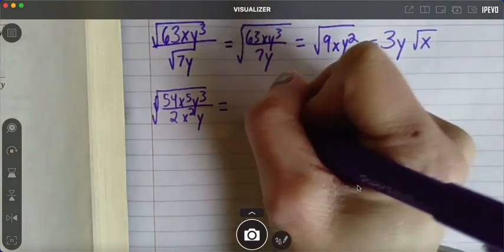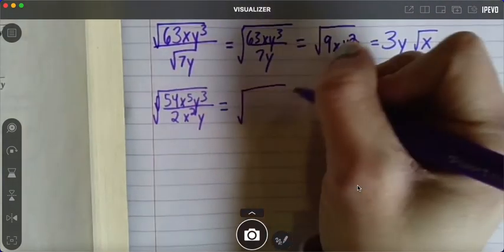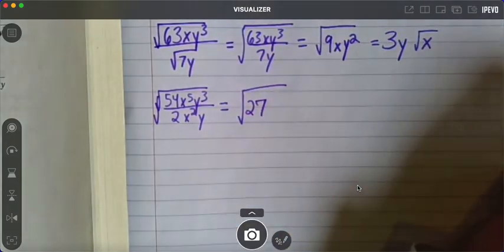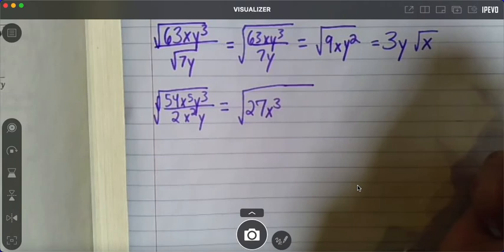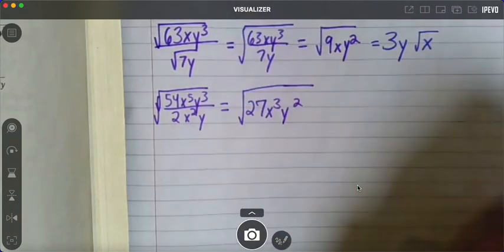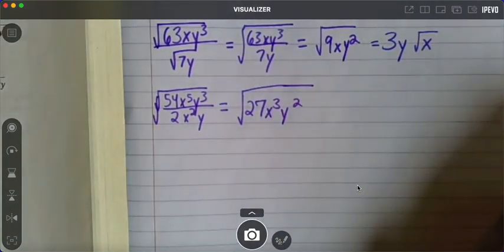Anyway, what is 54 divided by 2? I think everybody got that. It's 27. And everybody remembers subtracting exponents. What's 5 minus 2? 3. And what's 3 minus 1? Y squared. So is everybody to that point?